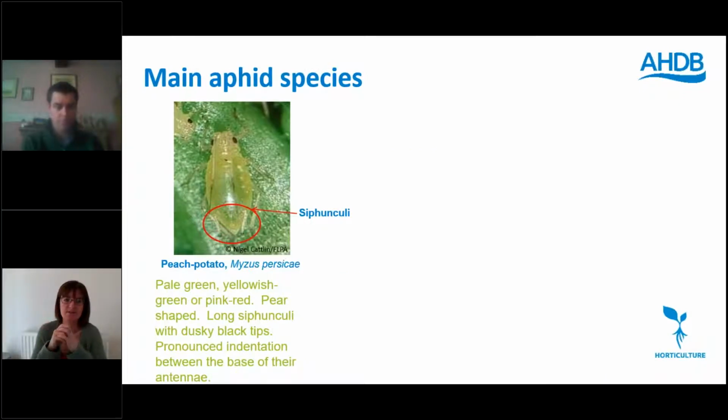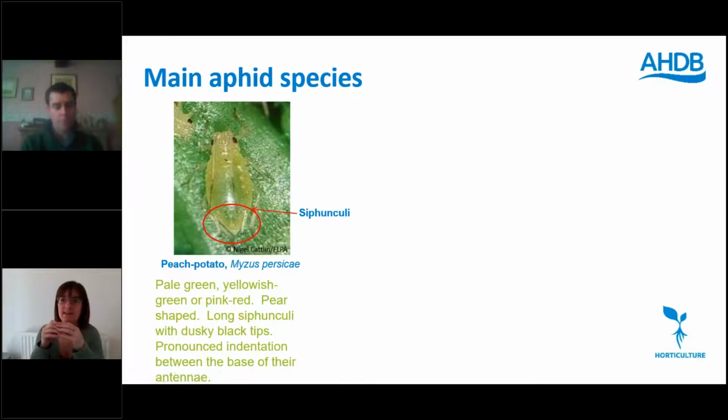So now I just want to focus a little bit on the main aphid species that we tend to find in ornamental crops, and then later on David will mention a little bit more about how we can try and control these aphid species. The first one that we're looking at here is the peach potato aphid, Myzus persicae. So how do we identify these?